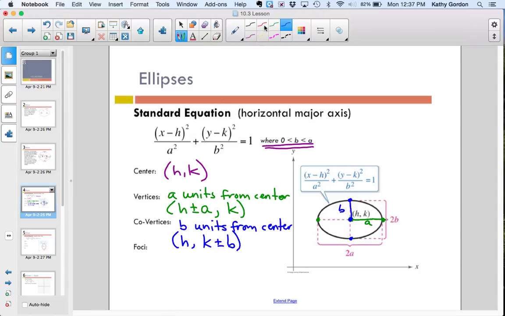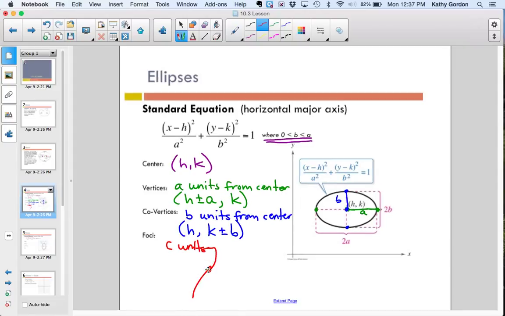And then last but not least, we've got the foci. The foci are going to be c units from the center.